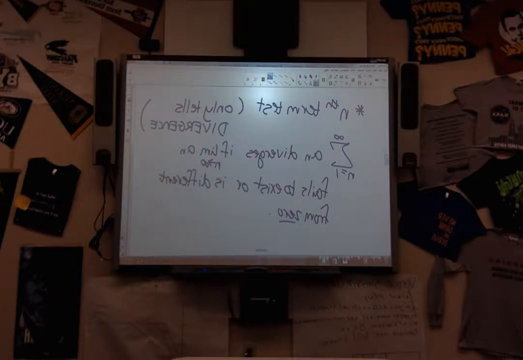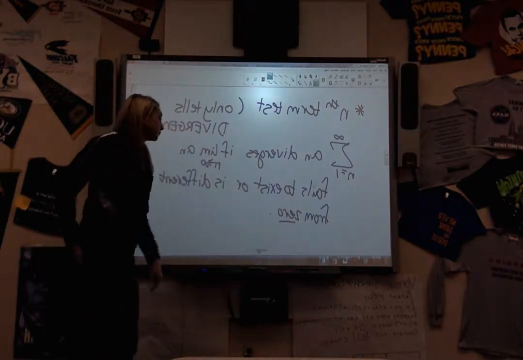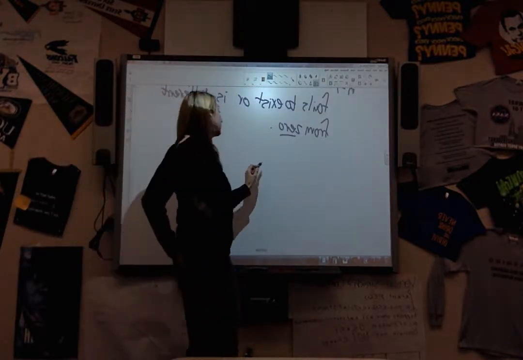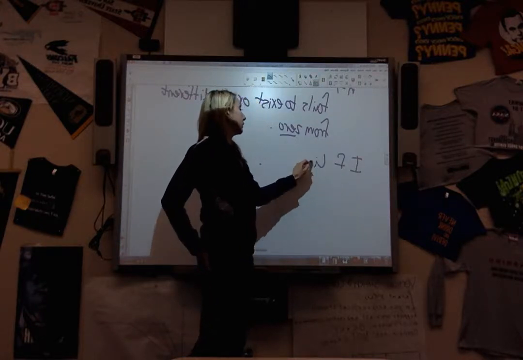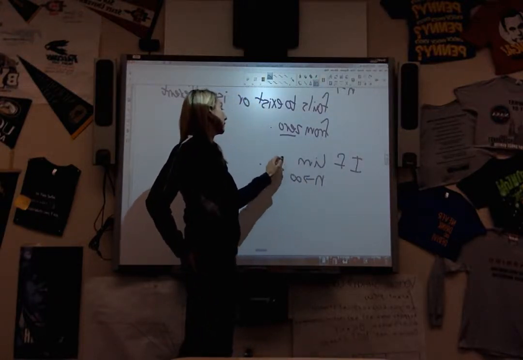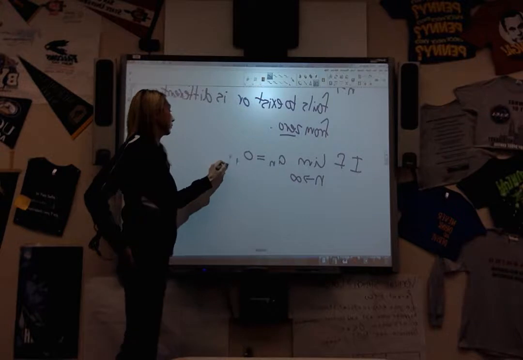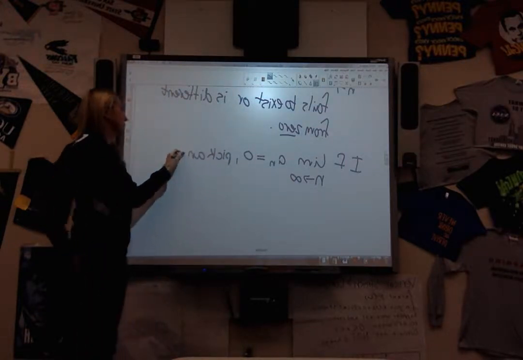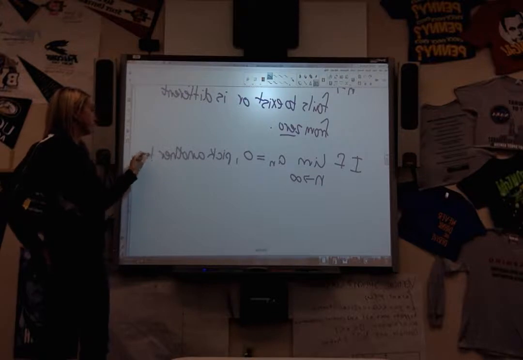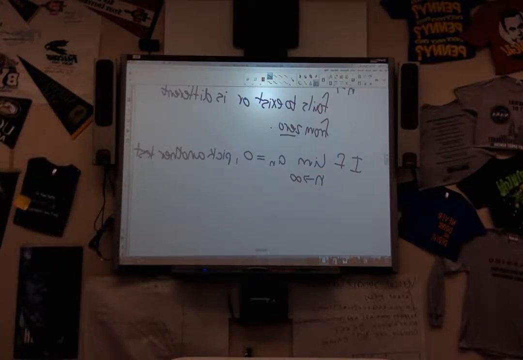If the limit as n goes to infinity goes to 0, you will have to pick another test. Okay, so I'm going to fill that in. If the limit as n goes to infinity goes to 0, pick another test. You will usually end up having to use L'Hopital's to apply this because a lot of times you will get infinity over infinity, and then you will have to apply L'Hopital's until you come down to a final answer.